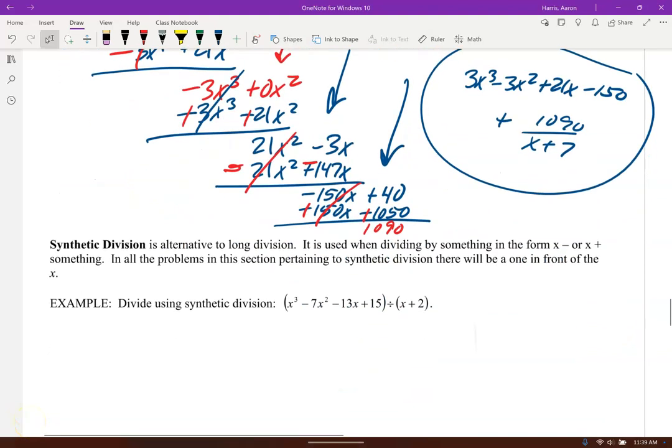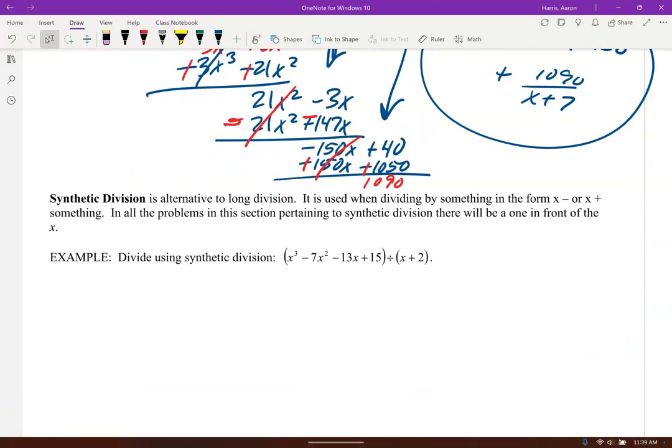Synthetic division is just an alternate to long division. It's not as powerful as long division. With long division, you can divide anything you want. But with synthetic division, it's a shortcut method. As long as you're dividing by something of the form x minus k, and if you're dividing by a binomial, it has to be in that form. K is a real number. Then you can use this shortcut method, right?